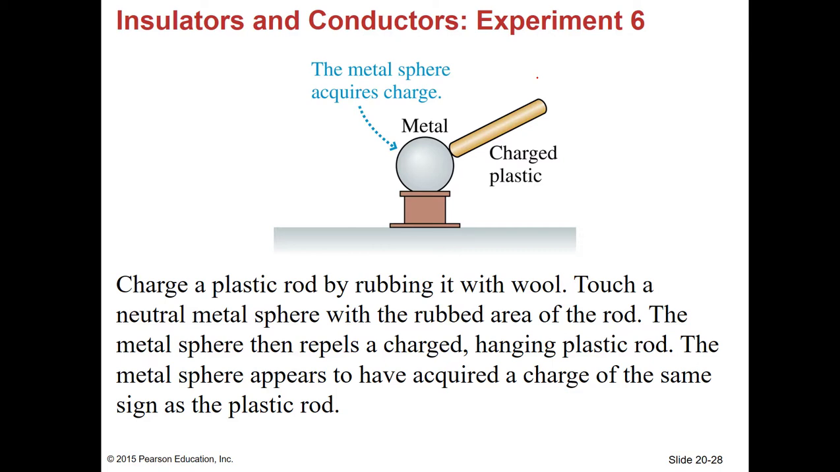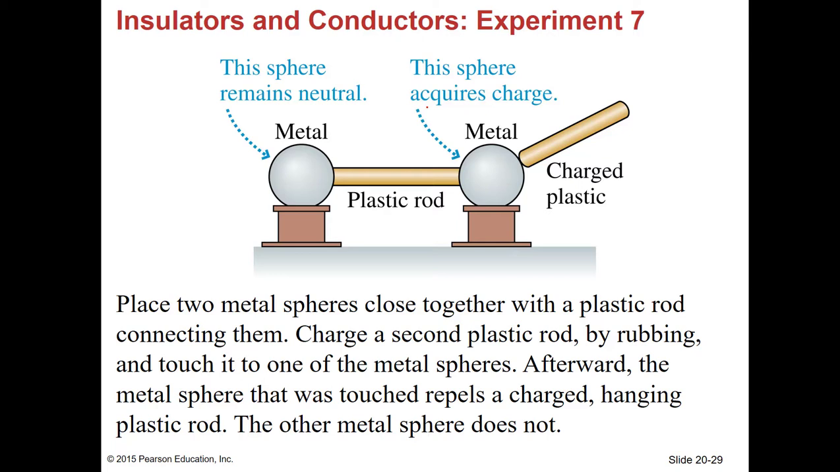So in this example here, the metal sphere acquires a charge. So we've taken the plastic, we've charged it up, you touch it to the metal, now you give a place for the excess electrons to go to, and they go to the metal sphere. So again, charge a plastic rod, rub it with wool, touch a neutral metal sphere. The negative charge on the plastic, remember, negative charges don't like to be by each other. You give them a place to go by touching the metal, they're going to go to the metal, and they're going to spread out from that point.